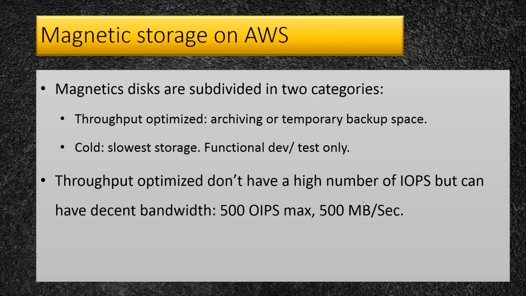All right, so let's talk about magnetic storage on AWS. There are two different types of magnetic disks that are provisioned now on AWS. You get the choice when you create the volume. You can have one that is throughput optimized. These will have a larger, pretty decent bandwidth. They don't have a high number of IOPS, even though the volume can be fairly big. I believe it's up to like 4 terabytes or so. It will only go up to 500 IOPS, but it has a decent bandwidth of 500 megs, right?